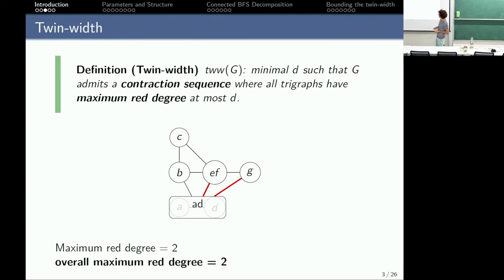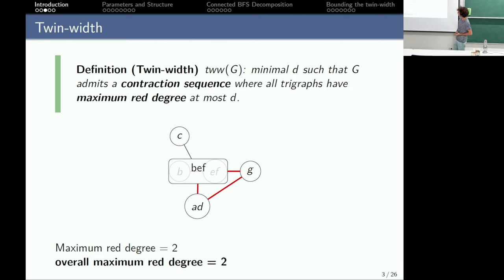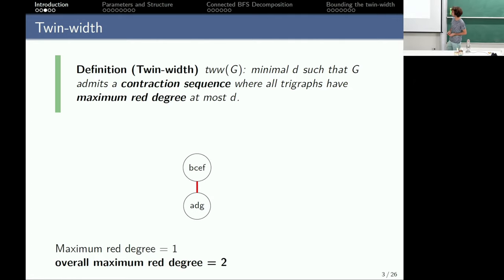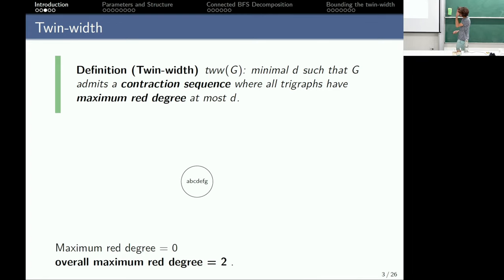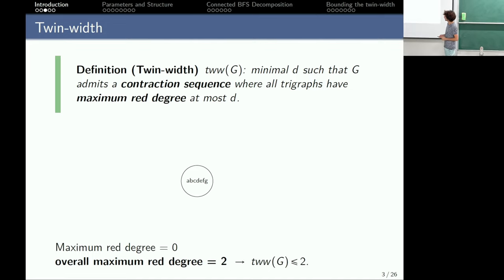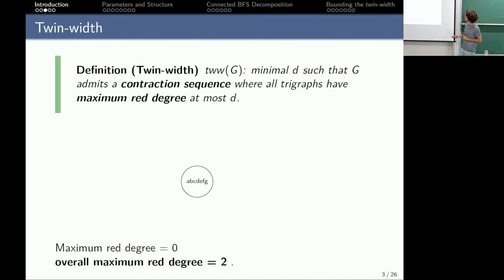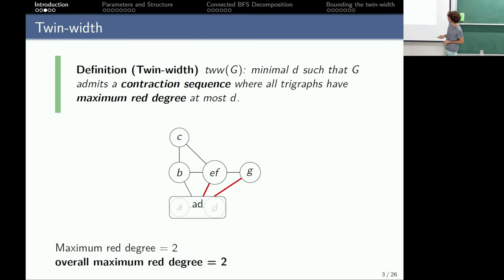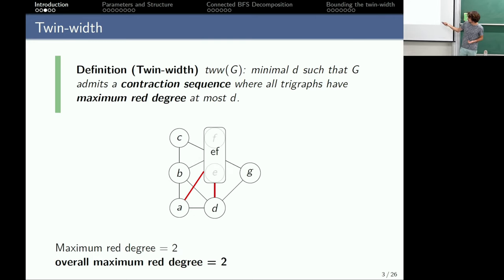Then we can contract A to D and still create some red edges. And we can keep contracting as we wish. So this is one of the options for a contraction sequence until we end in a single vertex. And we say that the twin width of a graph G is the least maximal red degree at any point during a contraction sequence. For all possible contraction sequences that we could have done here, the one that minimizes the maximal red degree over the whole sequence witnesses the twin width of the graph. So here, if you recall, our contraction sequence kept maximal red degree 2.